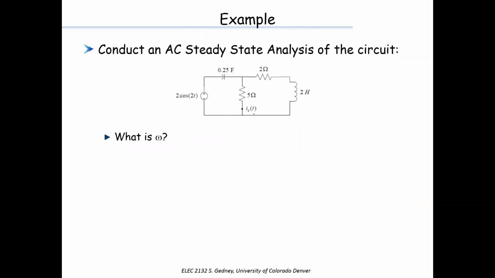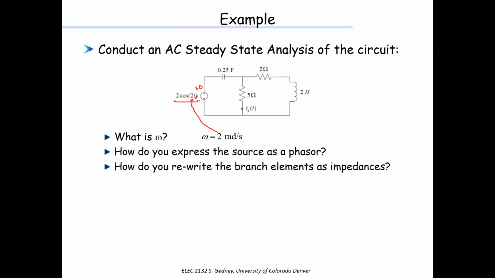First question I ask is, what is omega? Well, how do I identify omega? From my source, 2 cosine 2t. What's omega? You got it, the 2. So my omega is 2 radians per second. Okay, I get that off my source, so now I know my omega. Next, how do I express my source as a phasor? Well, what is its magnitude? 2 volts. Its phase? 0, because I can write this as plus 0 degrees, or plus 0 radians. So therefore, my source is going to be 2 angle 0 degrees.